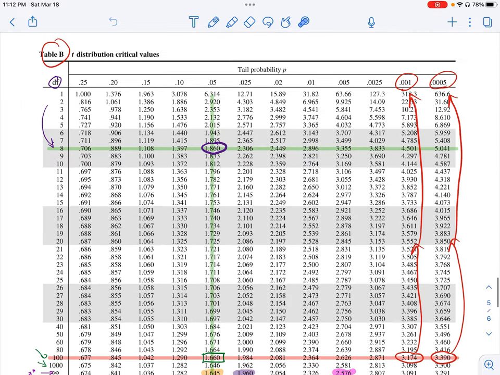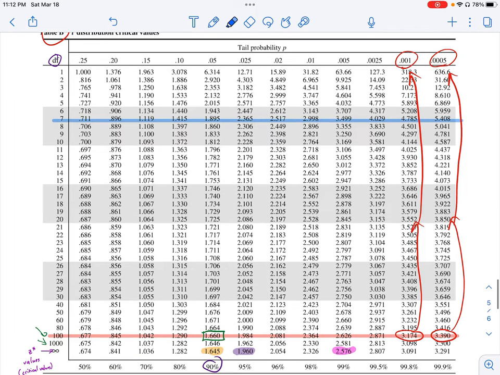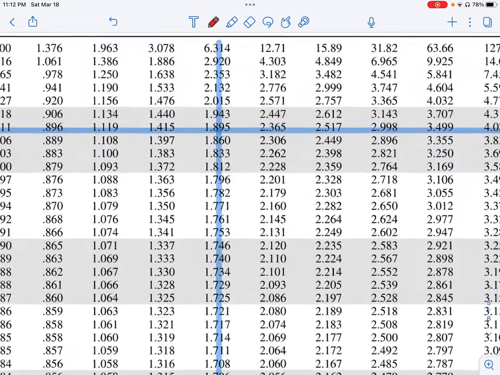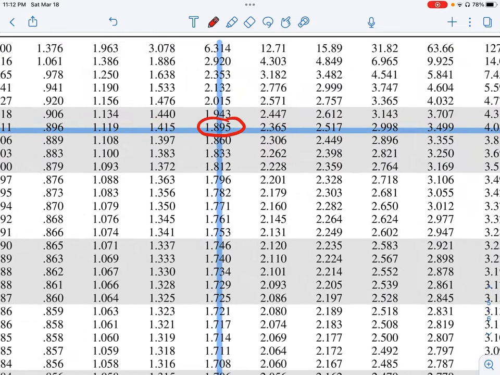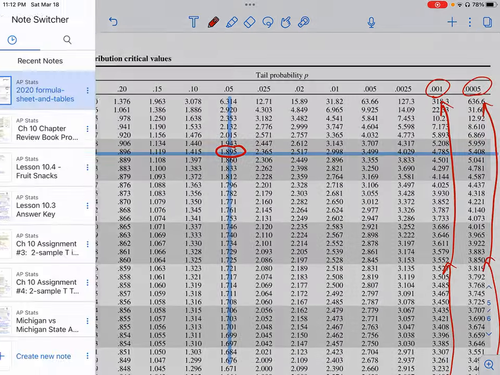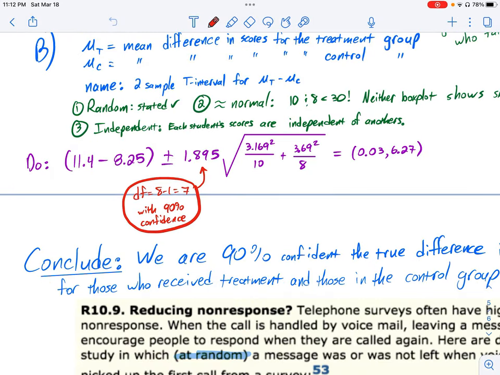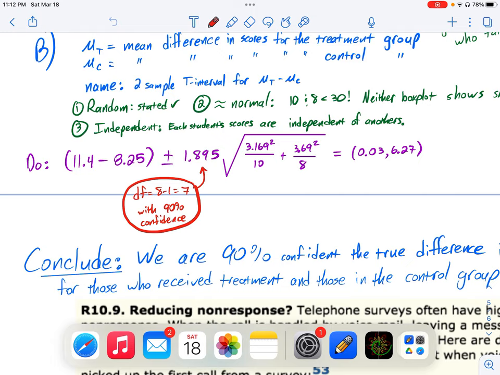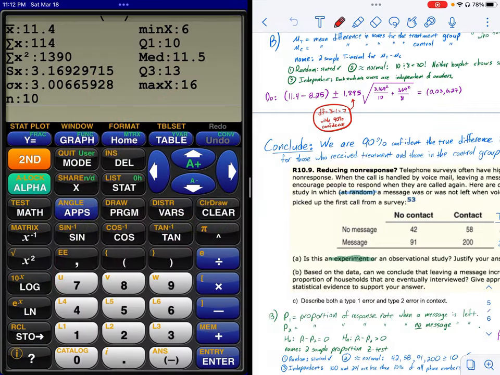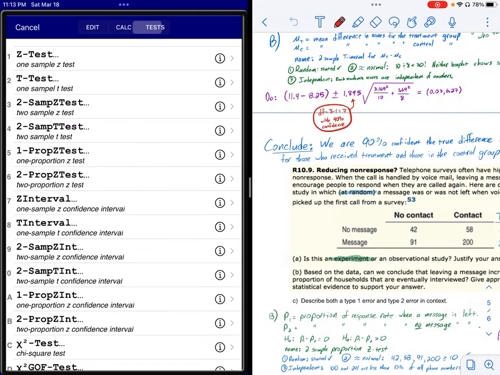Let me clear out some of this stuff from before. 7 and 90% is this one. And sure enough, there's that number that I had, 1.895. Okay. And again, at this point, I would not do it by hand. I would have my calculator do the rest.